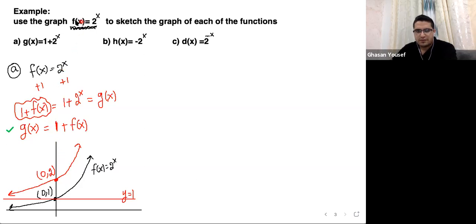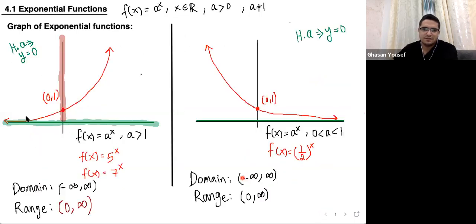So my original function is f of x equal 2 to the power x, and the graph of this function is given in the previous slides, like this. This is the graph of f of x equal a to the power x, such that a is greater than 1. My a in this example is 2, so the graph should be like this.